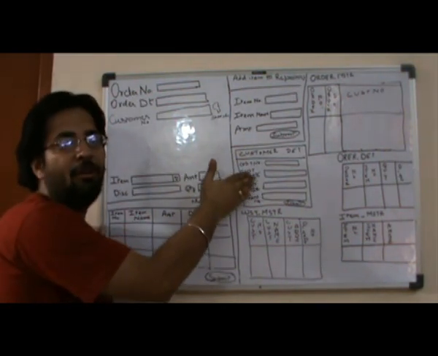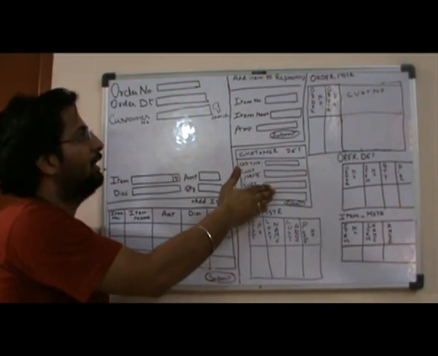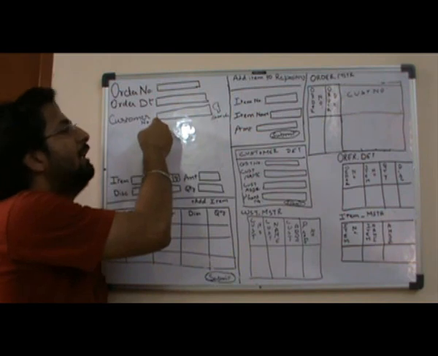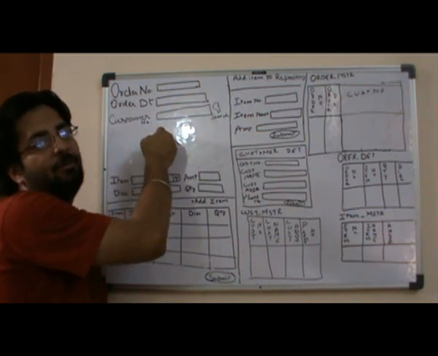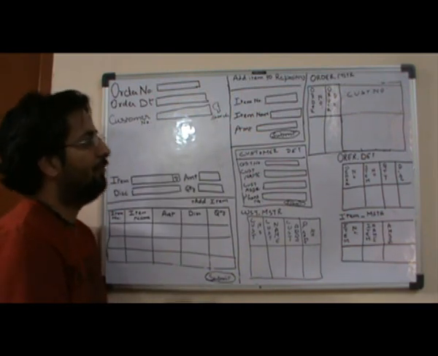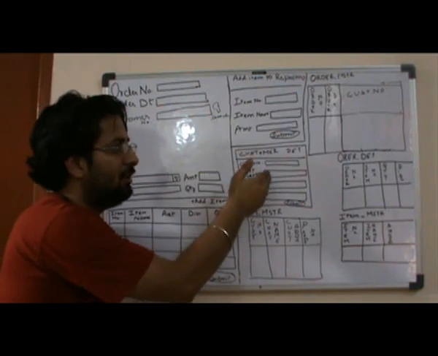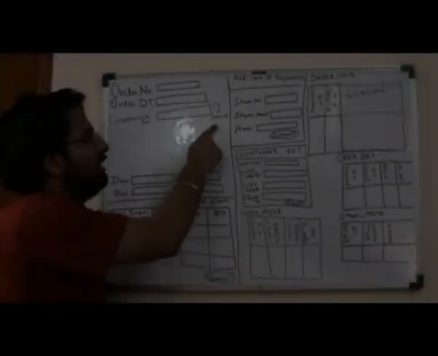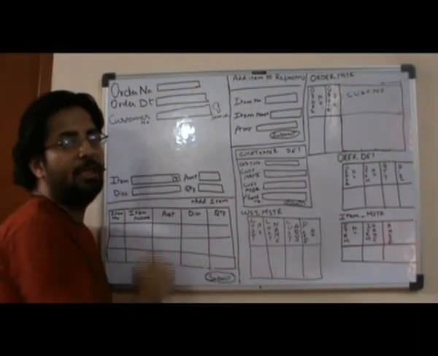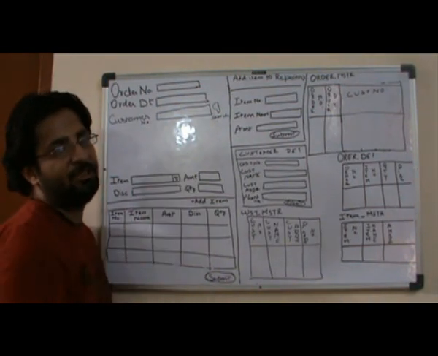Until and unless you have created a customer over here, you cannot search and put it in the order details screen. So first you'll have to create the customer from the customer details screen. Then you can search and put it against an order in the order details screen.